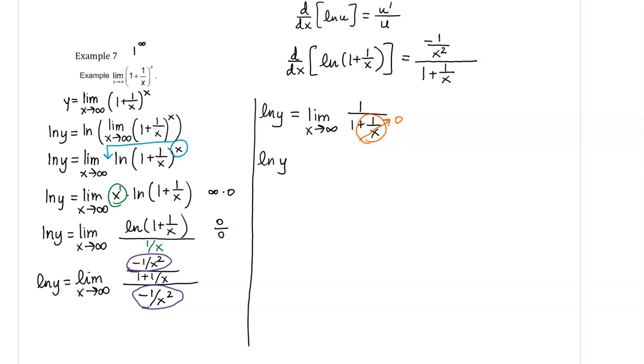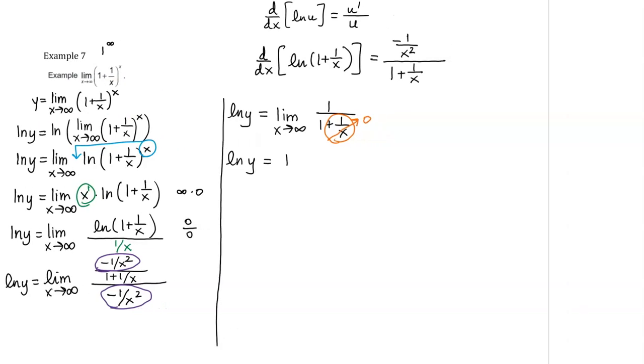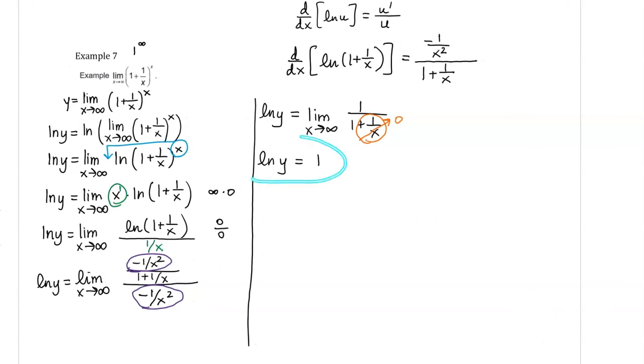So we have now that natural log of y is equal to 1. Remember, we started this problem off and let y be the limit that we're trying to evaluate. So now we need to solve this equation for y. If you think back to pre-calculus, I would need to use the natural number e on both sides to cancel out the natural log and leave me with y is equal to e. So this limit gives us a final answer of e.